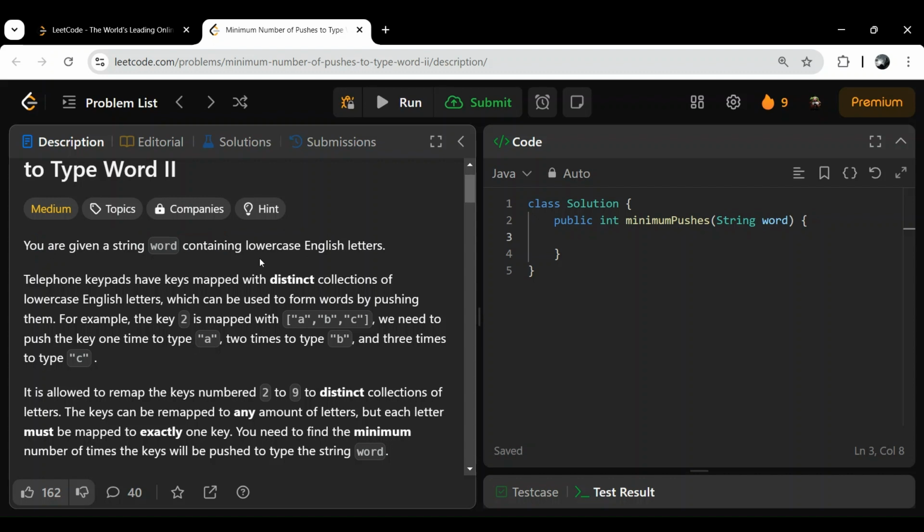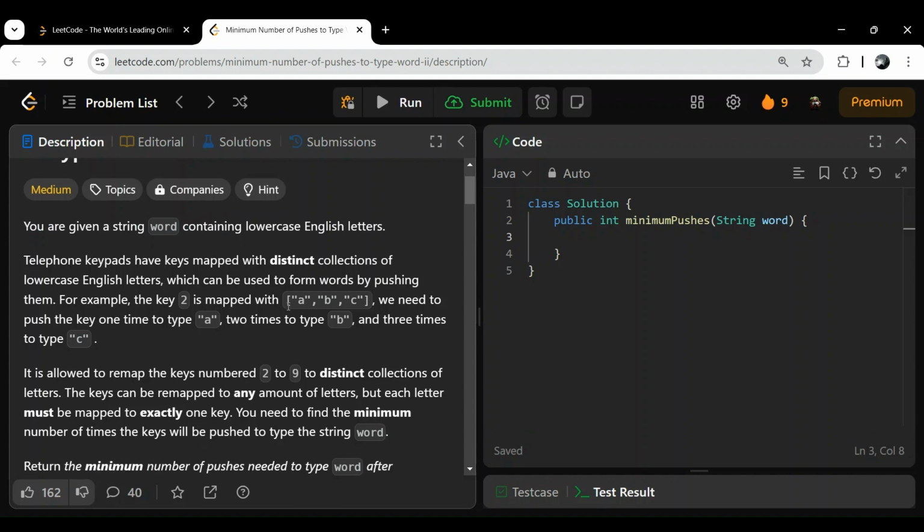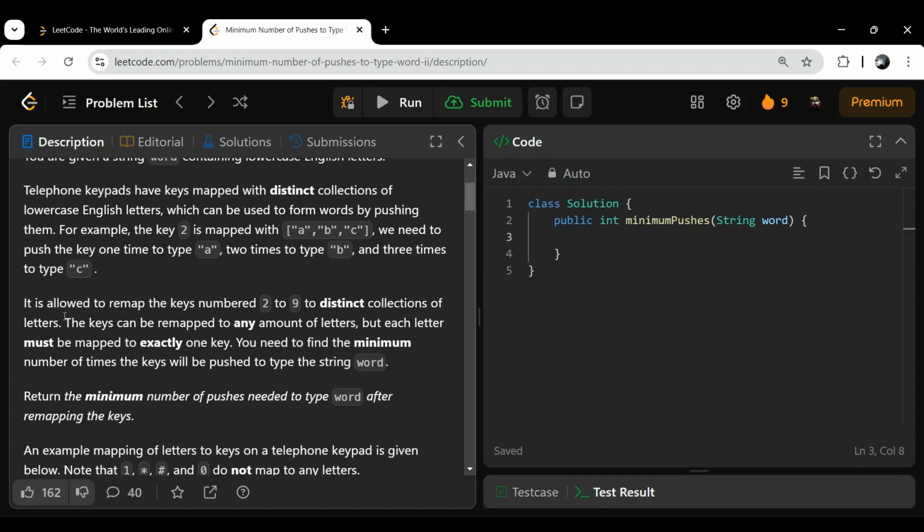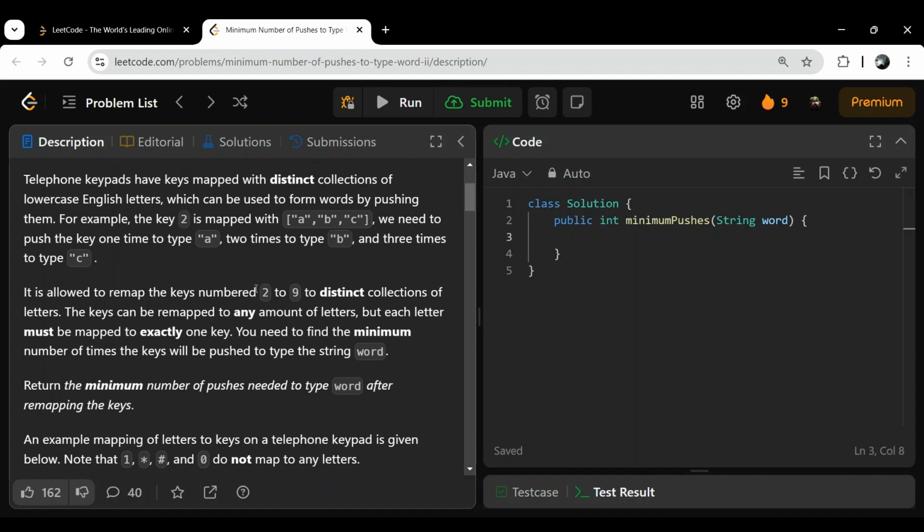Telephone keypads have keys mapped with distinct collections of lowercase English letters, which can be used to form words by pushing them. Here, if we see A, B, C as a string, we need to push a key one time to type A, two times to type B, and three times to type C. And it is allowed to remap the keys numbered 2 to 9 to distinct collections of letters.